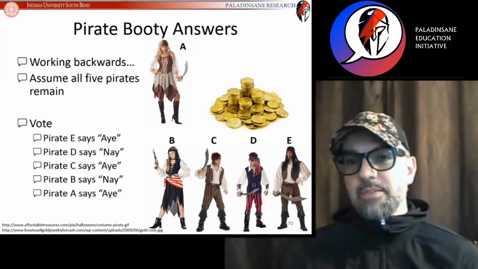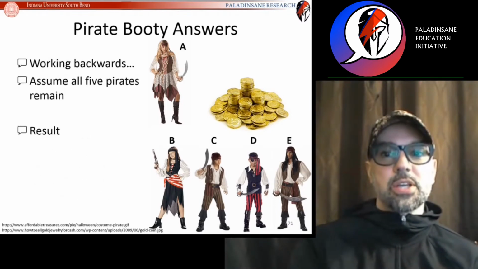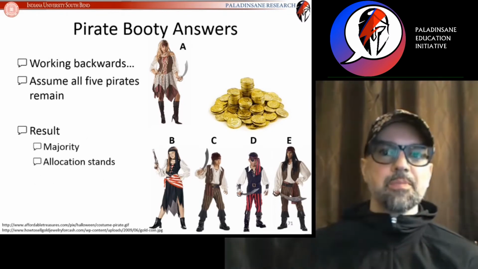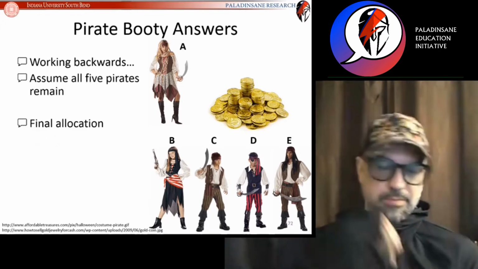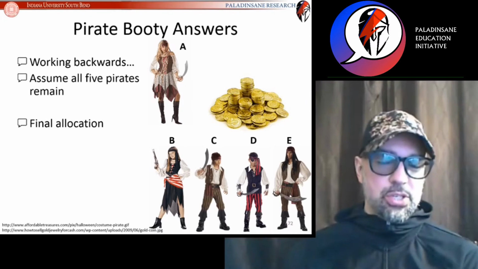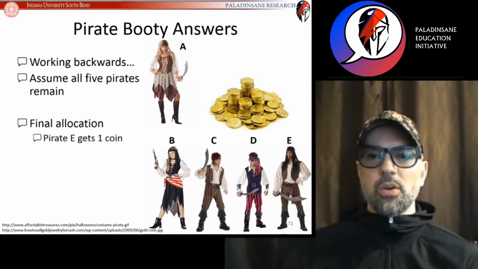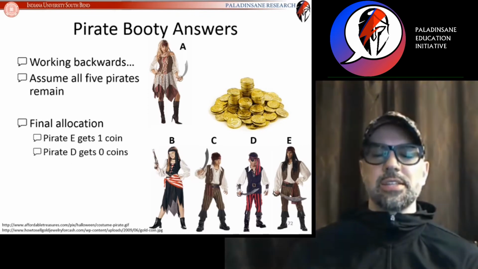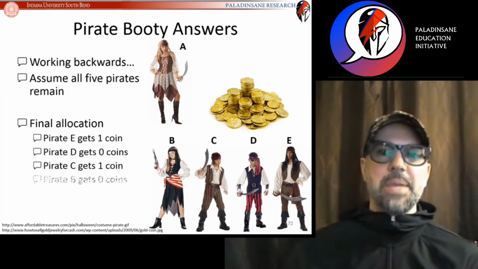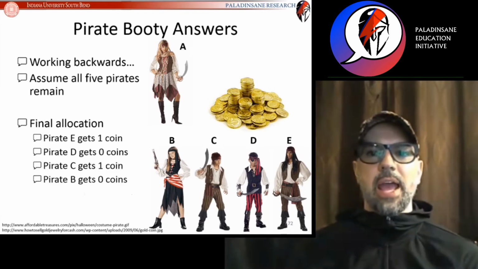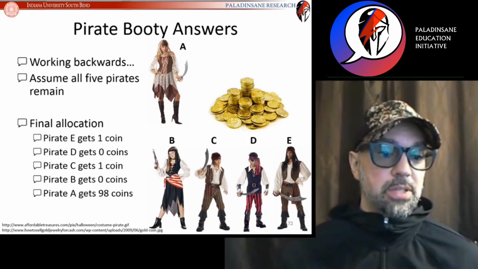And notice what we have here. We got 3 out of 5. 3 out of 5 in favor. So the result here is going to be a majority. The allocation is going to stand. And your final allocation, and this is the prescriptive solution to this problem, is that Pirate E gets 1 coin, Pirate D gets 0 coins, Pirate C gets 1 coin, Pirate B gets 0 coins, and Pirate A gets 98 coins. So that's the prescriptive solution.